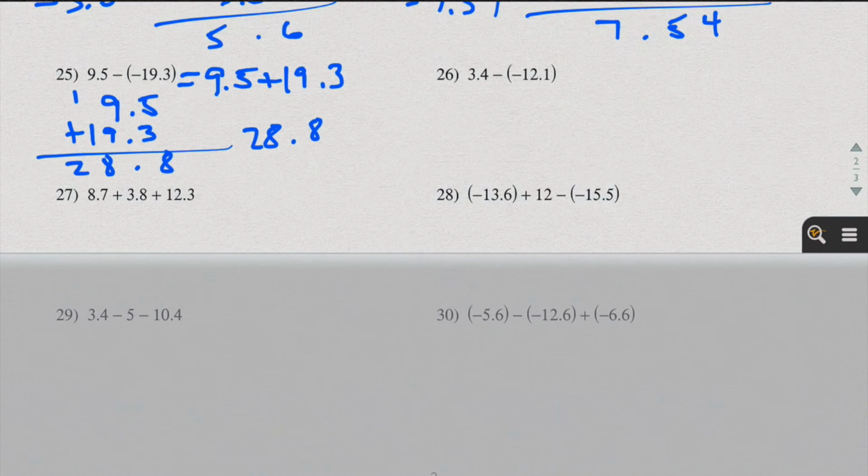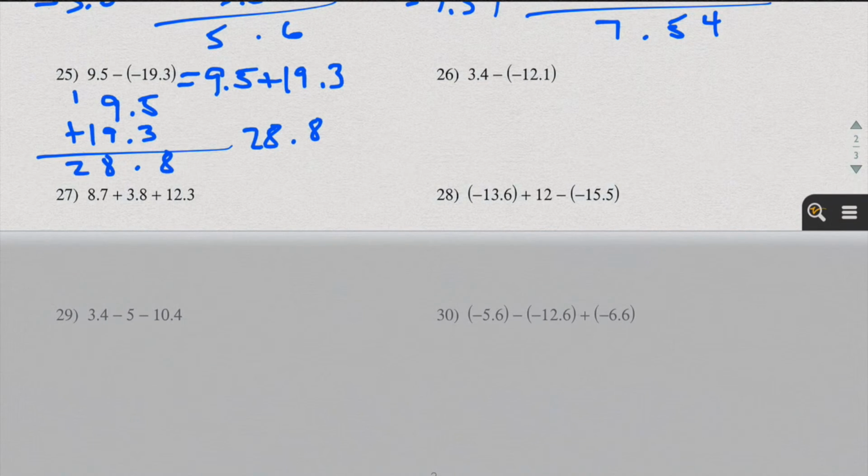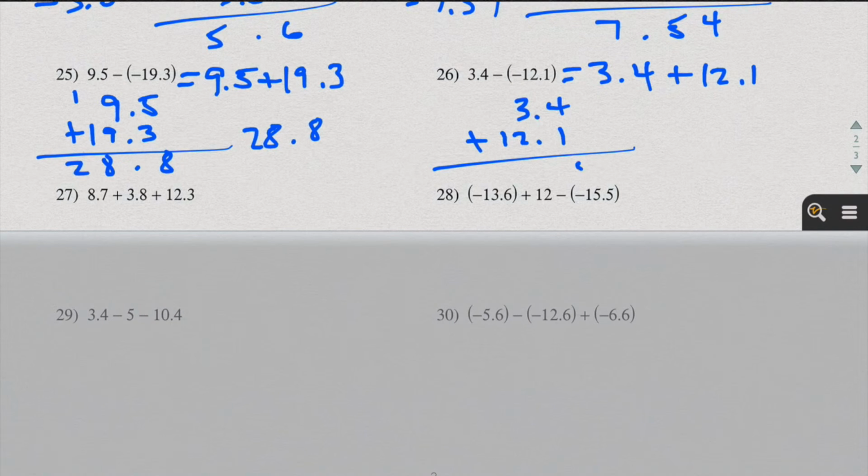Number 26, 3.4 minus negative 12.1. So let's go ahead and rewrite that. So we get 3.4, negative and negative is a positive, 12.1. So because they're both positive, we can add them like we normally would. 3.4 plus 12.1, get a 5 here, decimal, 3 plus 12 is 15, so we get 15.5.